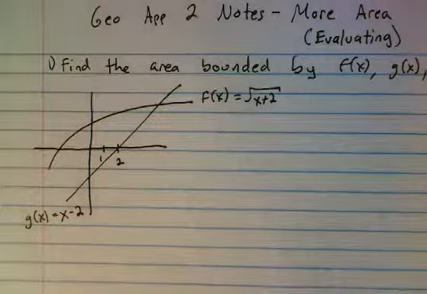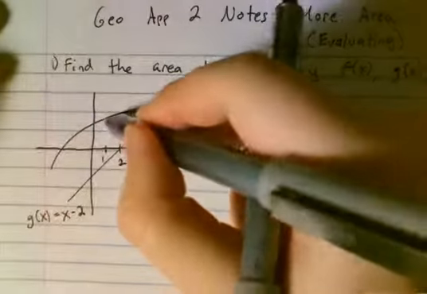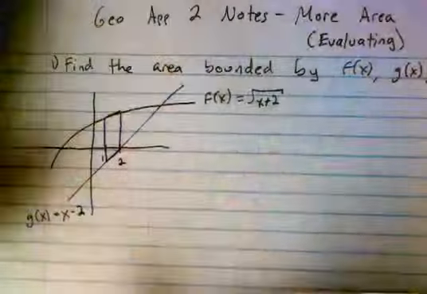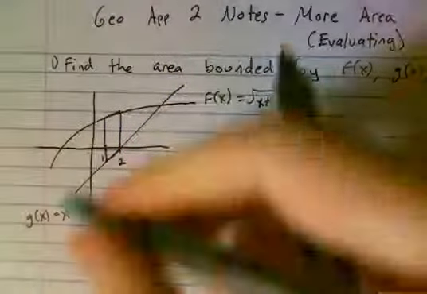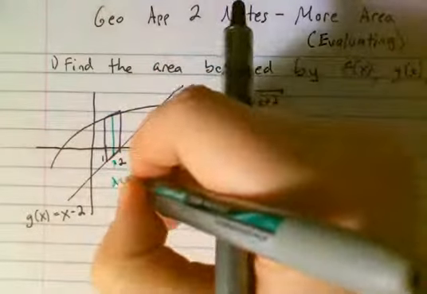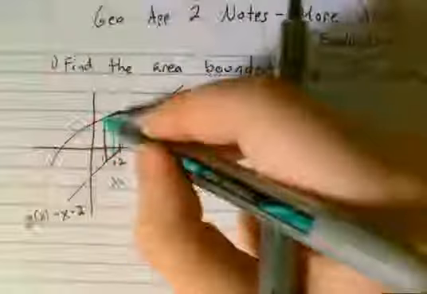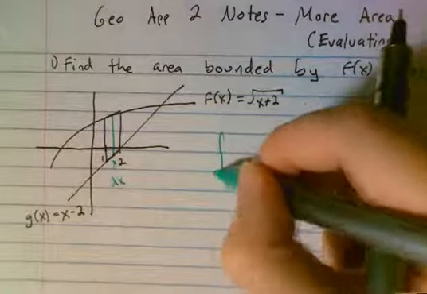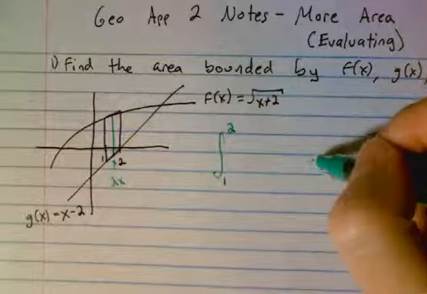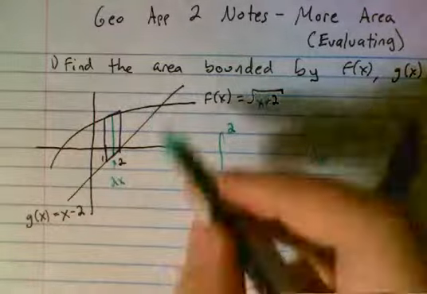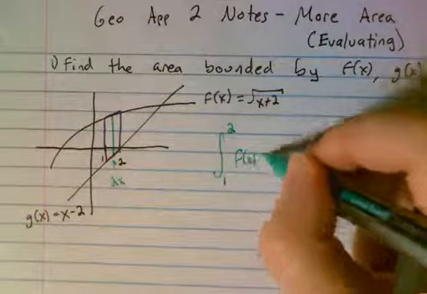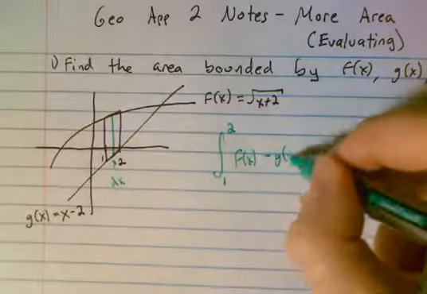So, just like we were doing in the previous lesson, we want to go and mark that area. We want to sketch our representative rectangle, and the width is dx. So we know that we're going to start our rectangles at x equals 1. We're going to end at x equals 2. We have a width of dx. F of x is this equation here on top, so we're doing f of x minus g of x.